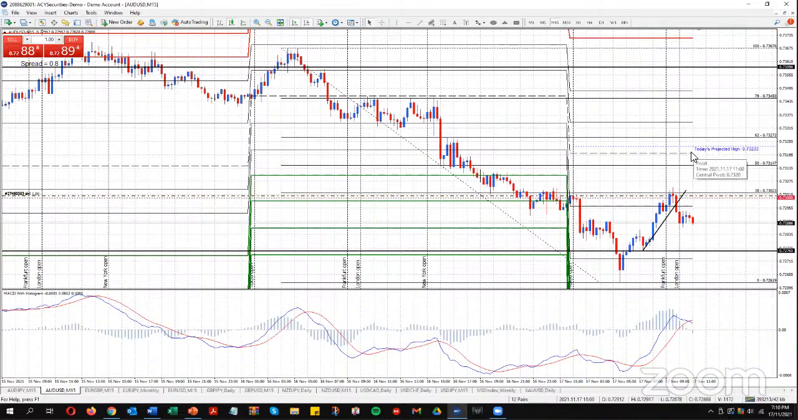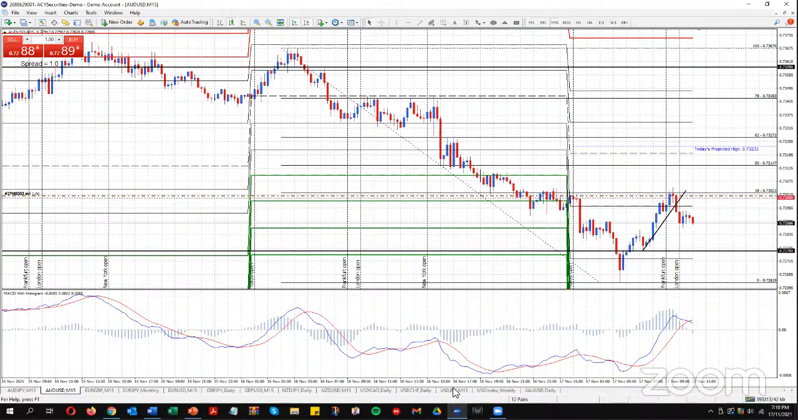Also, I can see we've got the central pivot here, just a little bit short of today's projected high if we move further up. So we're in a strong downtrend. I'll be watching the central pivot for failure, the 62 level and the 79 level. These 62, 79 levels may still be current tomorrow, so you can watch those levels over the next 24 hours.